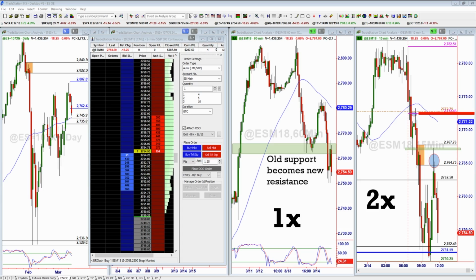The previous close and the Globex low area was something that we paid attention to as well. You can see in this green box and this area in here, old support, this was the overnight lows and previous day lows, had become new resistance. There's that old adage, old support becomes new resistance. So that was something we took into account as well, and added to the conviction of our trade.